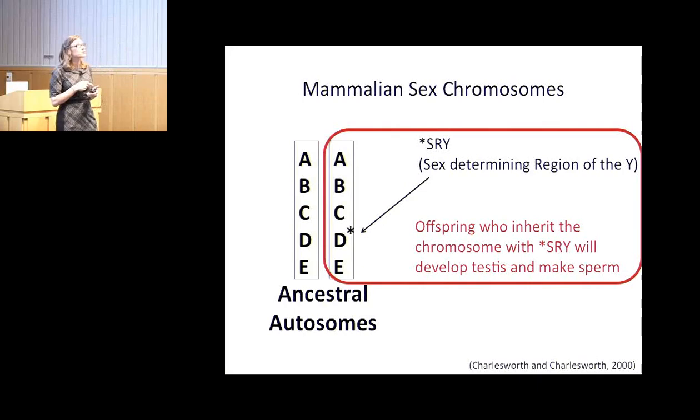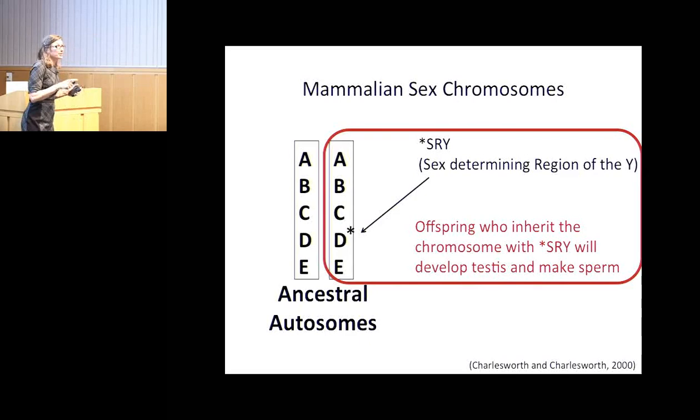The individuals that inherit this SRY allele will develop testes and make sperm, and the individuals that do not inherit this allele will not. And there's actually a super cool strawberry, a wild strawberry, where they don't have whole chromosomes, but they have an allelic variant that determines male and femaleness in these strawberries. So it seems pretty reasonable that this is how genetic sex determination would start out.